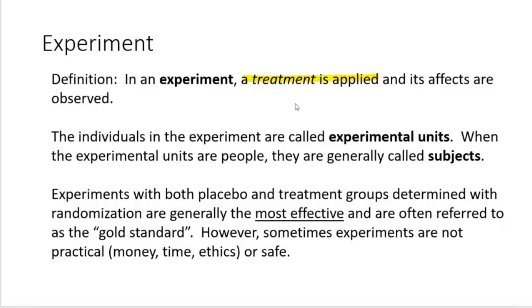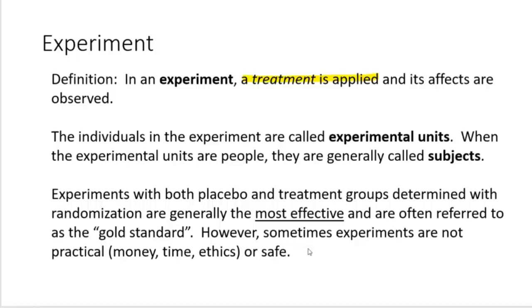If it's an experimental unit, think about perhaps in an actual lab, if you wanted to take some sort of bacteria in petri dishes and then put something in each dish and measure the results, then each one of those dishes would become an experimental unit. Experiments with both placebo and treatment groups determined with randomization are the most effective when you are dealing with people.